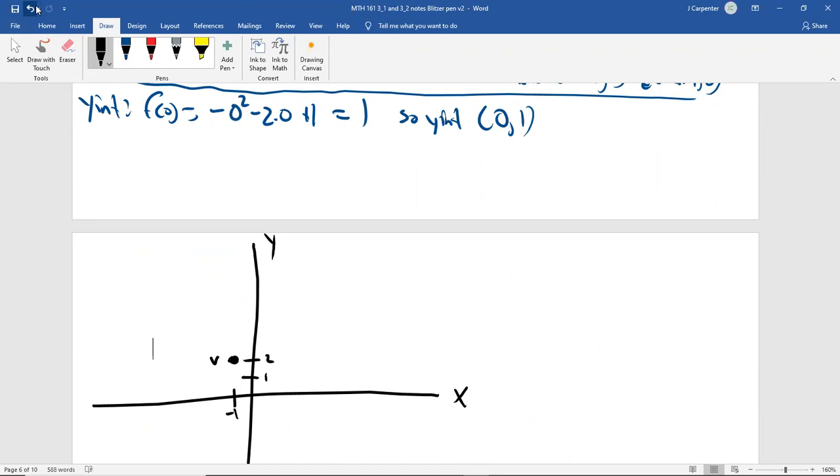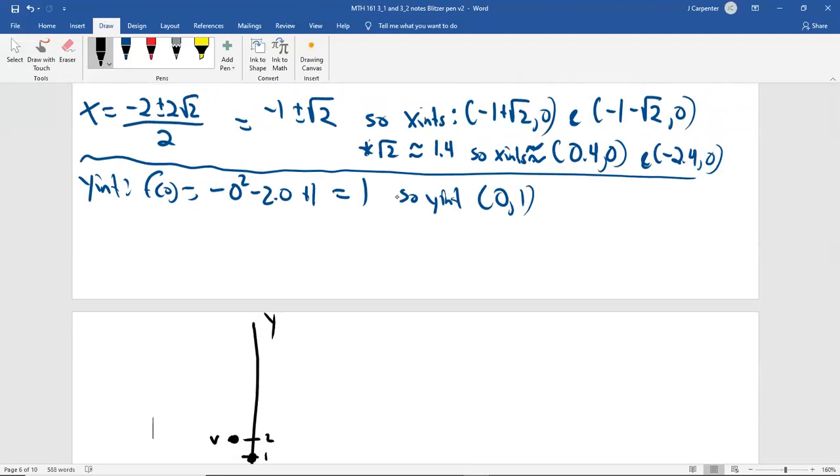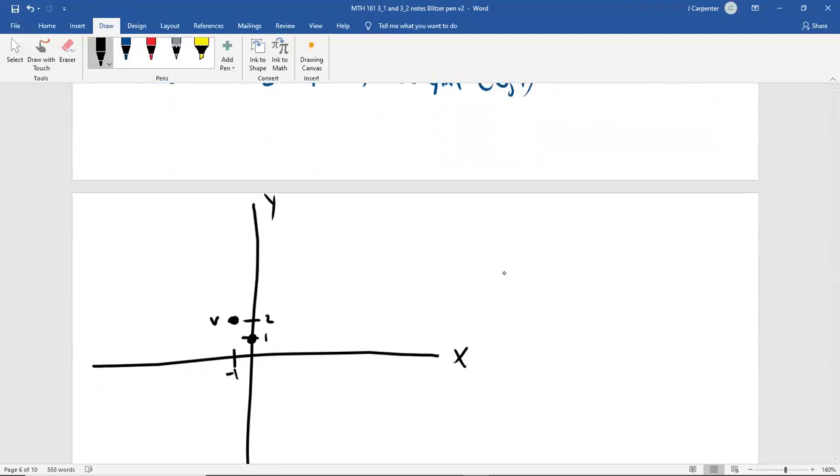Then we had our y-intercept is still here at 0, 1, so that's right here. Then we had our x-intercepts, which were 0.4, 0 and -2.4, 0. It's going to be really difficult to go 4/10 to the right doing this by hand. So I'm just going to say 0.4 is really close to 0.5, so I'll go 1/2 to the right. And -2.4 is close to -2.5, so I'll go 2.5 to the left. So about 1/2 to the right and 2.5 to the left. So if this is 1, there's about halfway to the right. -1, -2, -3. So if this is -3, here's about halfway between -2 and -3.